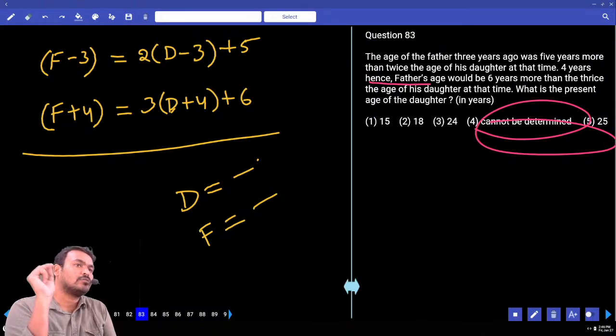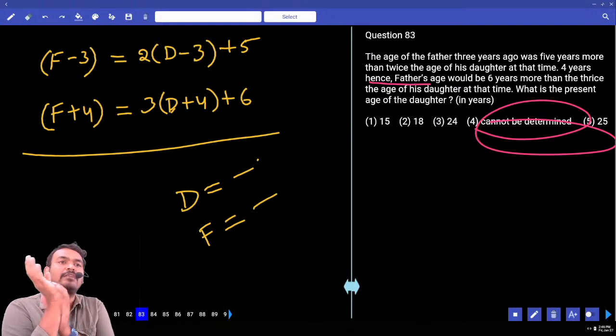If we solve those 2 equations, we get the D and F values as negatives. Normally, positive values give an error.